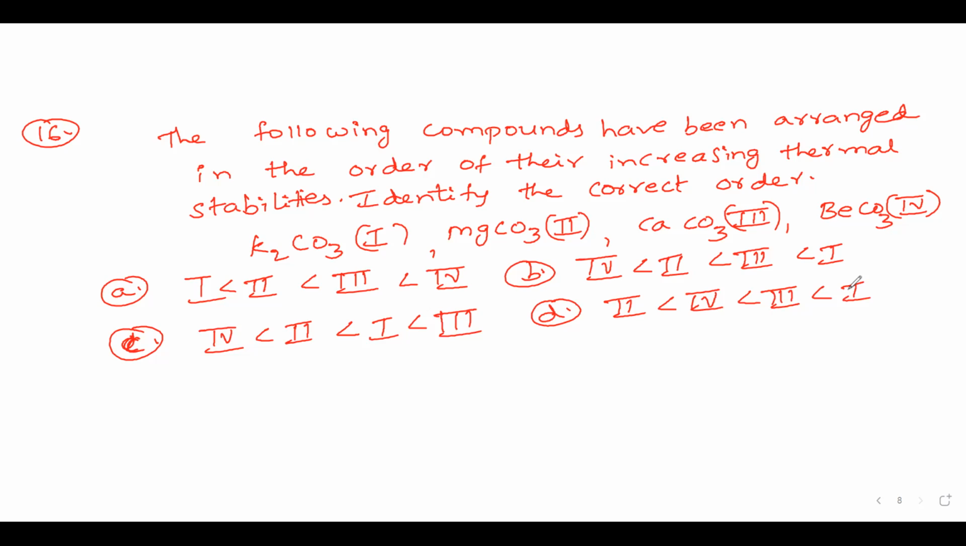So we need to see the right answer. So question number 16, the following compounds have been arranged in the increasing order of their thermal stabilities. Thermal stability is important here. We need to write the right answer. So option A, it is 1 is less than 2 is less than 3 is less than 4. And option B, it is 4 is less than 2 is less than 3 is less than 1. So already we know. Now I'm writing the solution.